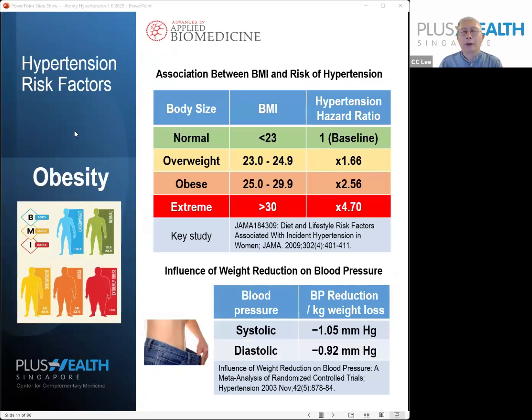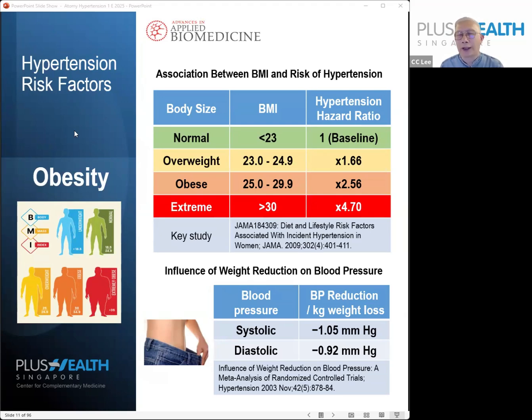Okay, now let's look at how the BMI and the risk of hypertension are associated. If you are normal, basically there's a baseline. Overweight, your BMI is 23 to 25, right? You have 1.66 times the risk of having hypertension. But if your BMI is 25 to 30, right, you have a 2.56 times higher risk of hypertension.